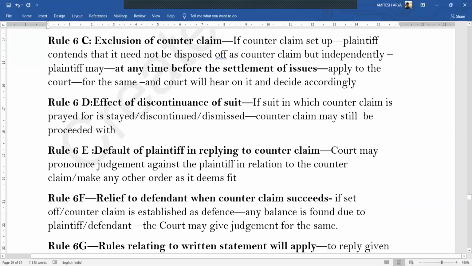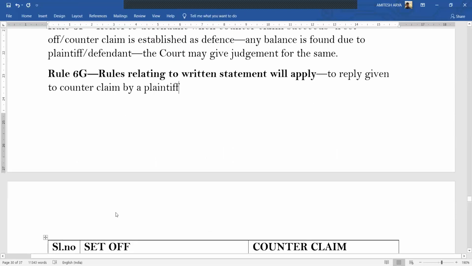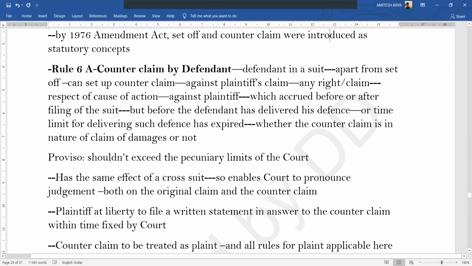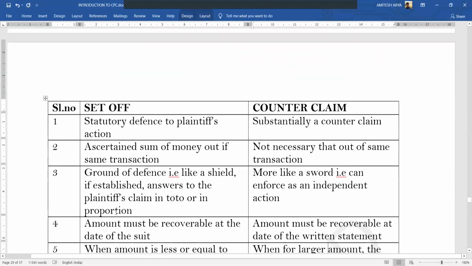Now, what does Rule 6F state? That what is the relief to be given to the defendant if the counterclaim is succeeding, if the set-off or a counterclaim is established as a defense, any balance that is found due to either the plaintiff or defendant, you will adjust the amounts, and then whatever balance is left will be given to the parties. And Rule 6G is telling that the rules relating to WS will apply to the reply that is given by the plaintiff to the counterclaim. So this Rule 6A to G is telling you what is dealt with in a counterclaim.